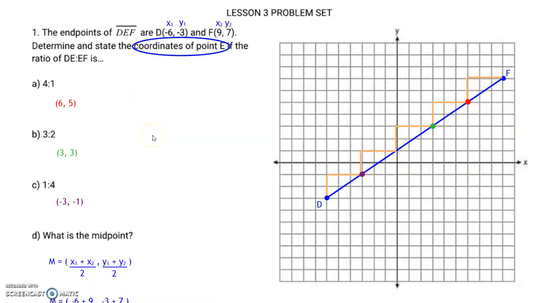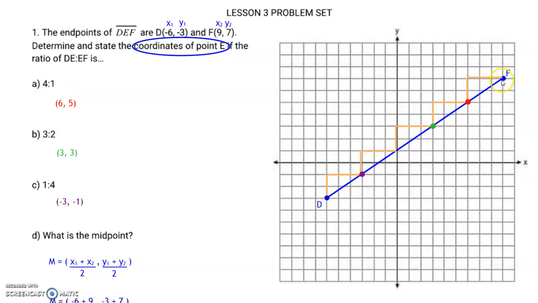For lesson 3, you could have used 2 different methods. In this case, I used the graphical method only because they gave us this beautiful graph to work with. It's telling us that these are the endpoints, which we graphed on the graph here, and it asks us where point E is if the ratio is, for example, 4:1. In order to figure out a 4:1 ratio, here's what I did.